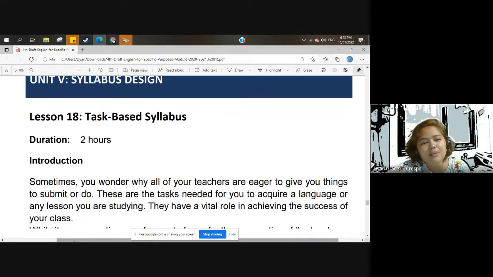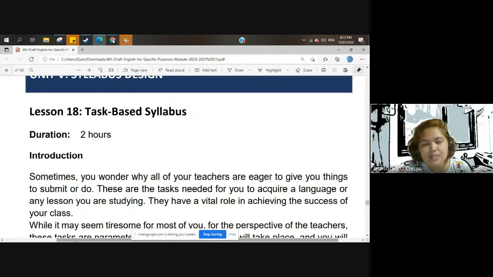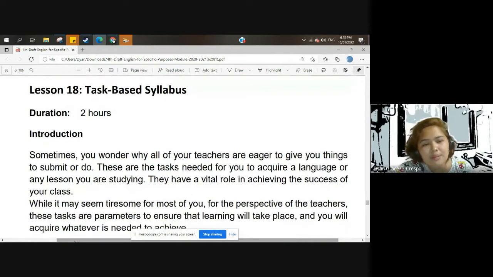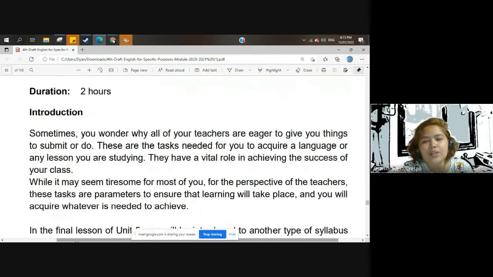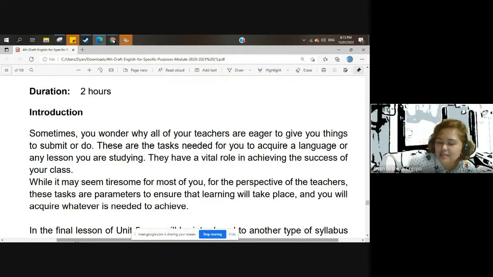Now let us have the lesson 18, which is the task-based syllabus. Sometimes you wonder why all of your teachers are eager to give you things to submit or to do. Siguro totoo 'yan. Alam ko marami sa inyo ang naiinis na sa akin kasi ang hirap ng mga pinagagawa ko.